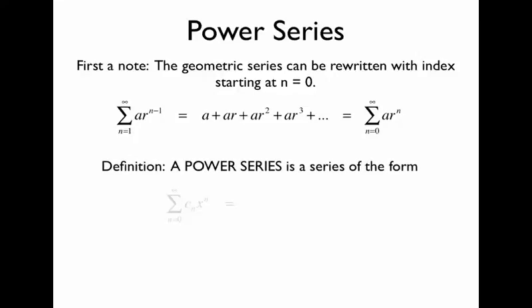So a power series is a series of this form. The terms are C sub n x to the n. So when you see that, you think what? Go. You see that, you think what? Write it down.